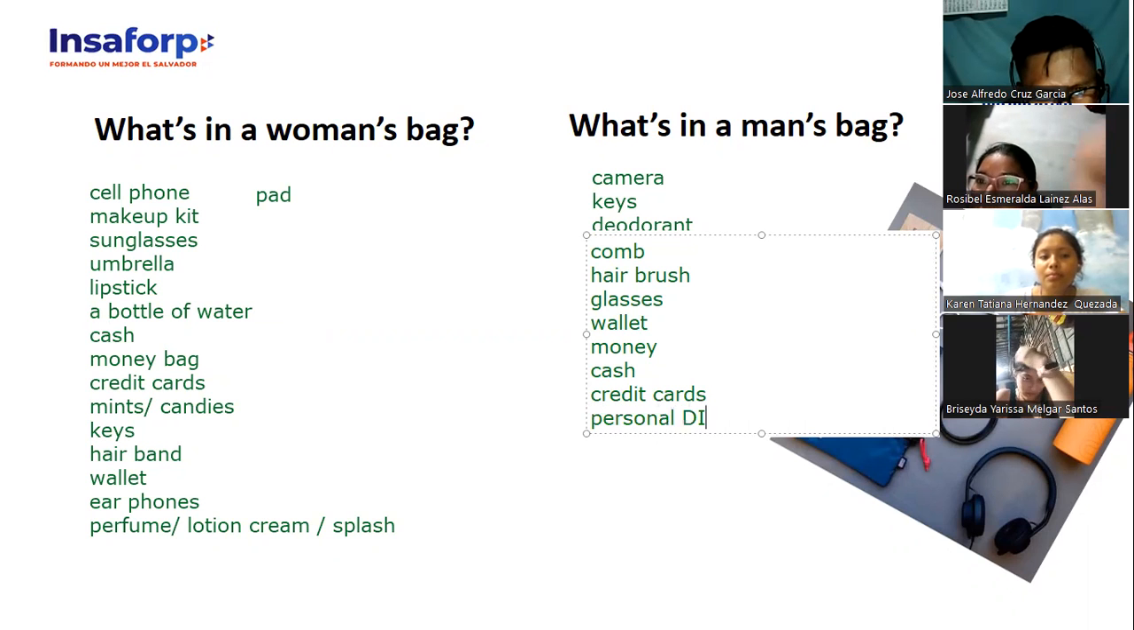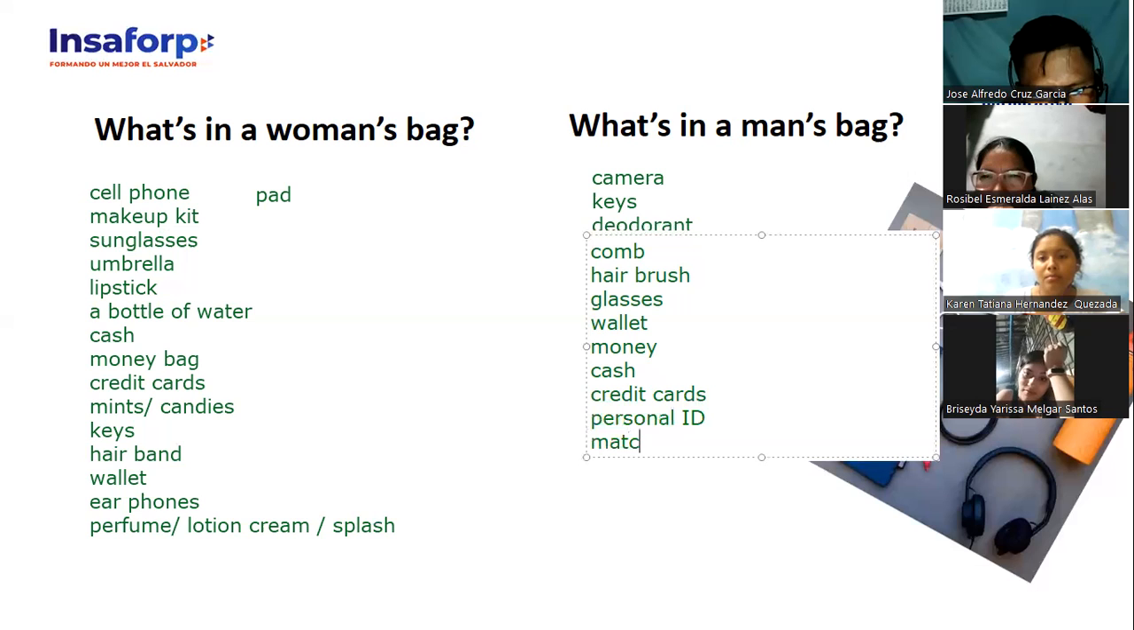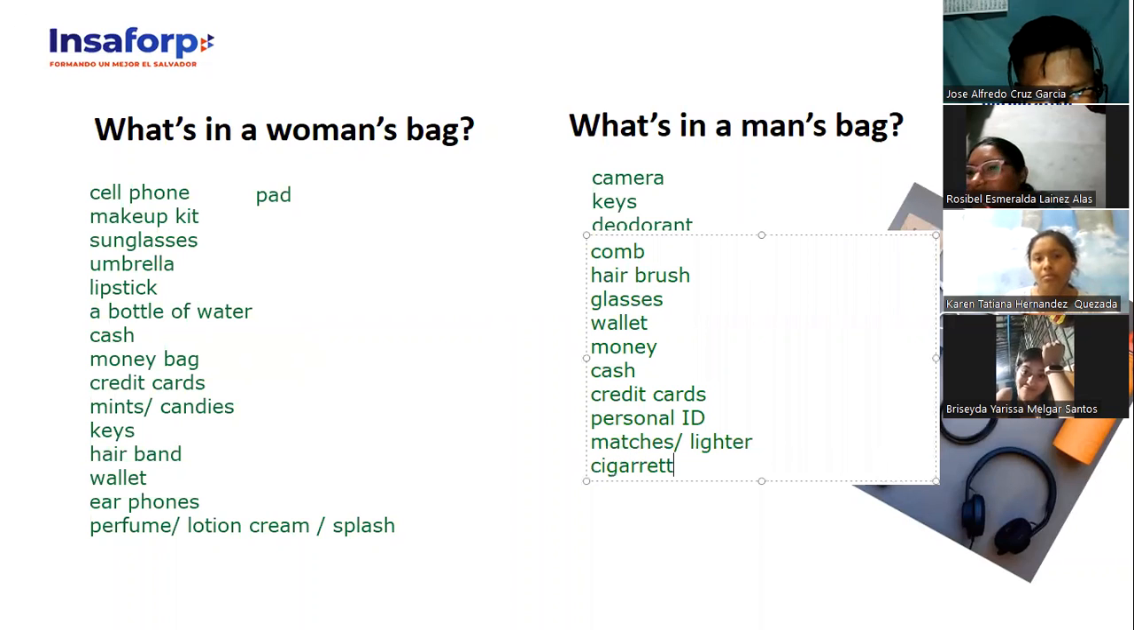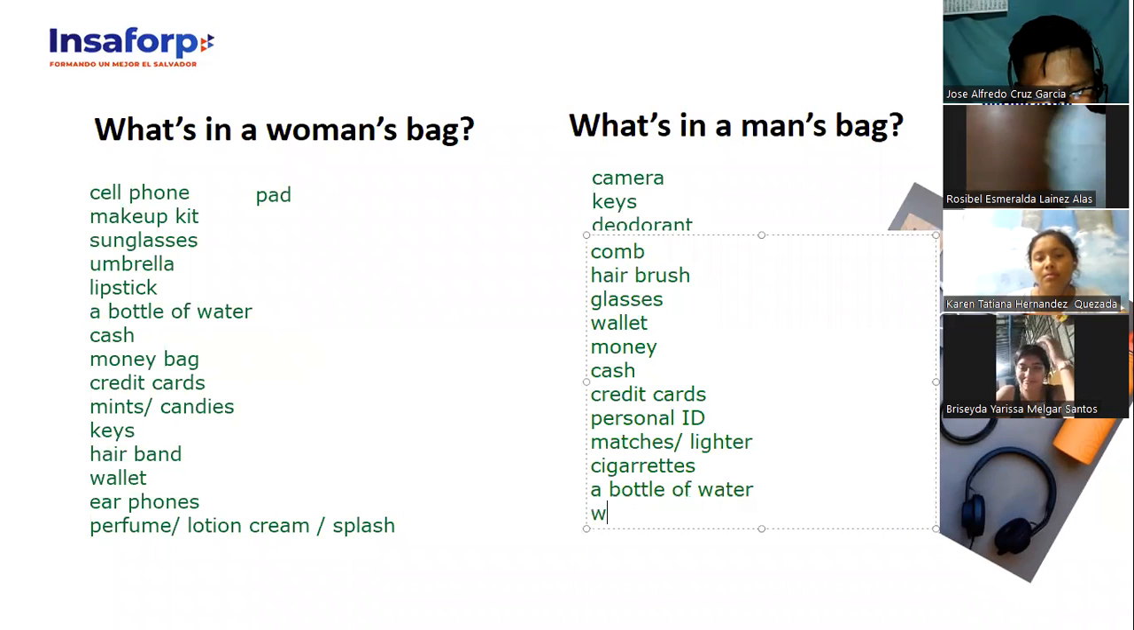What else, guys? Los varones no quieren hablar. Hey, man. Cell phone. Matches. Matches o lighter. Okay. Fósforo o encendedor, for cigarette. What else? A bottle of water, maybe? Do you carry a bottle of water, guys? I see the guys with earphones or headphones. Headphones son los grandes, los grandotes, and the little ones are earphones.